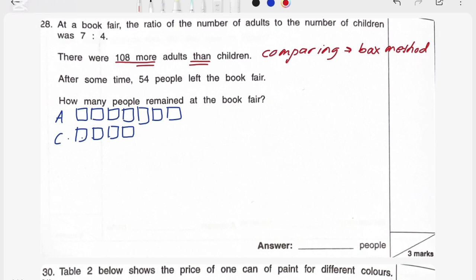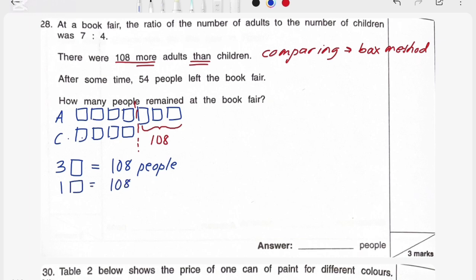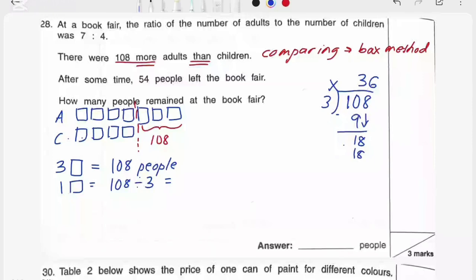Let's read the second line again. There were 108 more adults than children. So comparing between the two, the adults have 3 extra boxes. So these 3 boxes are equal to 108 people. Our goal is to find one box. So 3 boxes is equal to 108. One box is equal to 108 divided by 3. Let's do our working on the side. 108 divided by 3 is equal to 36. One box is equal to 36, which means all these other boxes contain 36 people.